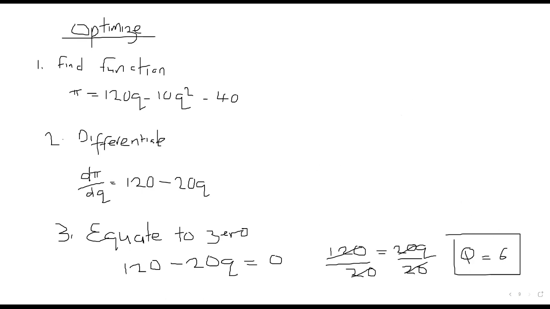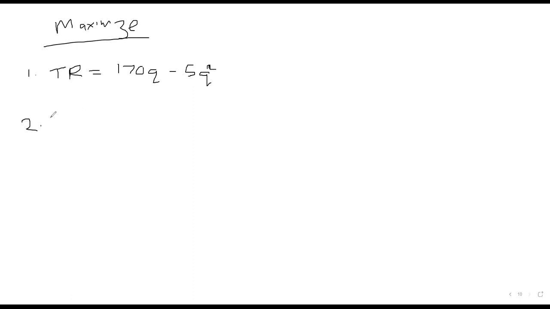Okay. Let's optimize, or maximize, revenue. Step 1, our total revenue was what? 170Q minus 5Q squared. Can you lead me through? Step 2: differentiate.